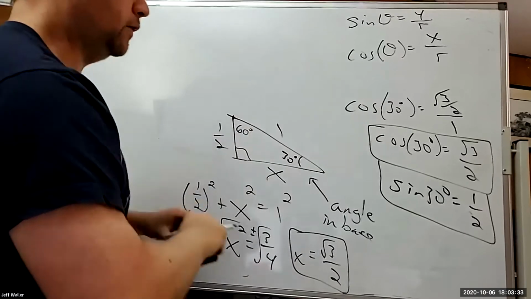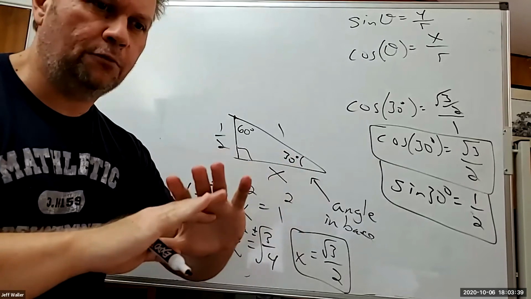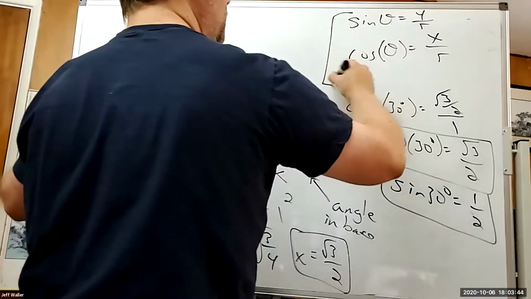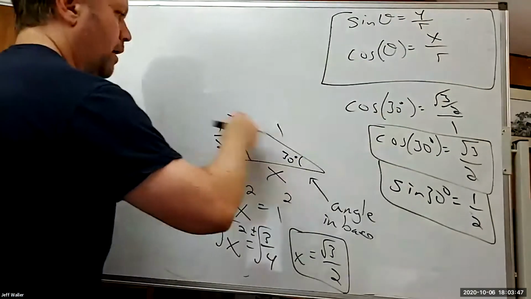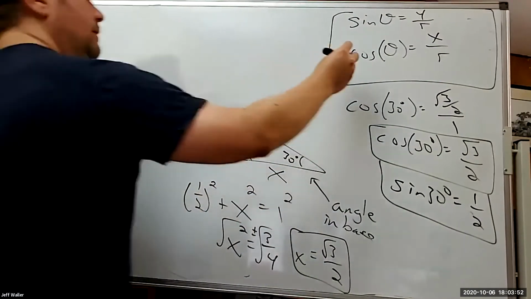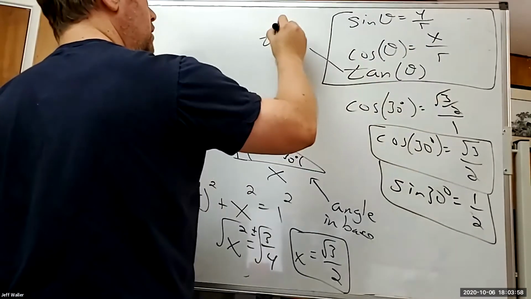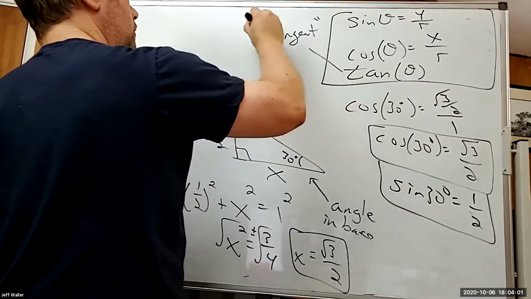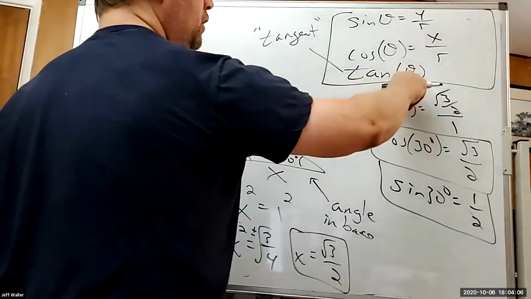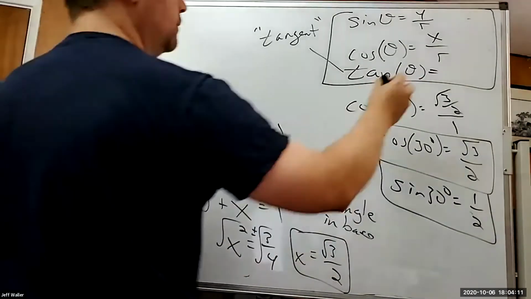So let me introduce a third trig function. This is the one that kind of seems like we should stop here. Let me see if it makes sense to you. Sine always tells me the ratio of y to the hypotenuse. Cosine tells me the ratio of x to the hypotenuse. This guy, tangent, so this is the word tangent. That function always tells me for any given angle, it tells me the ratio of y to x.